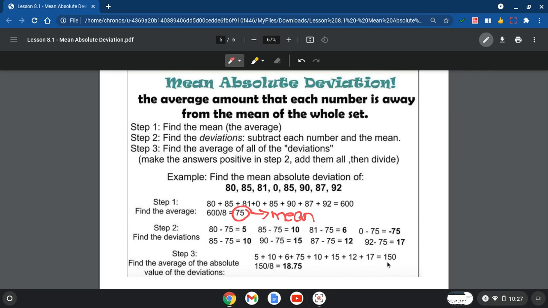The total is 150. We would still use 8 to divide because 8 is the number of items that we are looking at on our list. So the mean absolute deviation is 18.75.